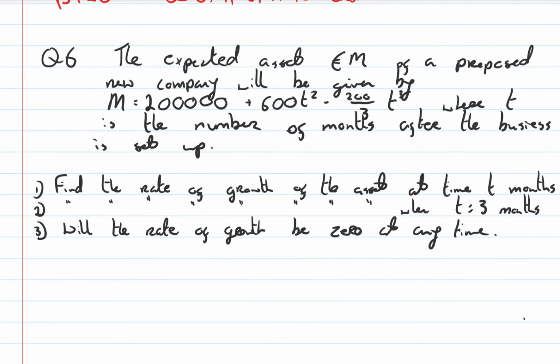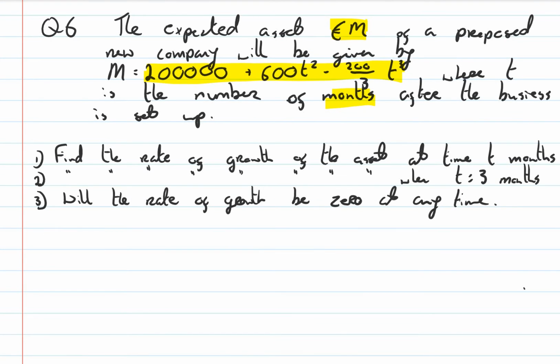Right, so the question says, the expected asset in euros of a proposed new company will be given by this function. So the worth of something they own will be given by that function, which is 200,000 plus 600t squared minus 200 over 3 t cubed, where t is the number of months after the business was set up. So they have an asset and it's either going to increase in value or decrease in value based on how old it is. So the first thing we have to do then is find the rate of growth.